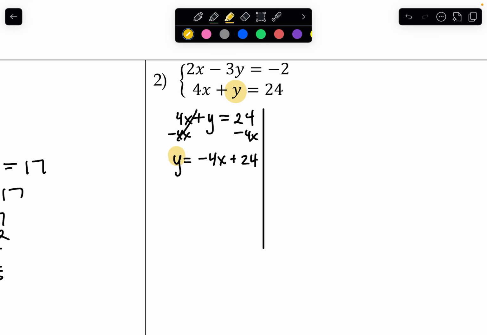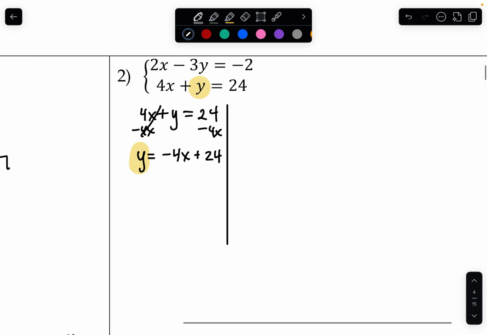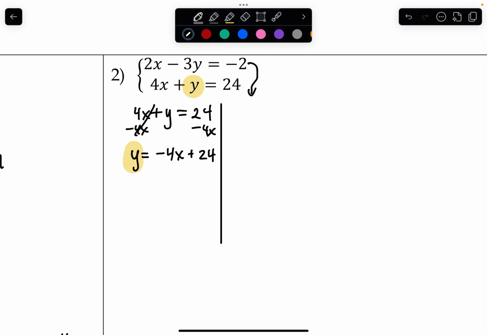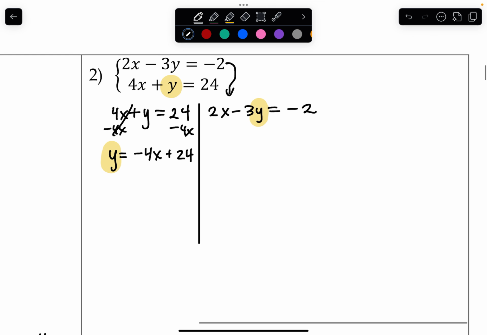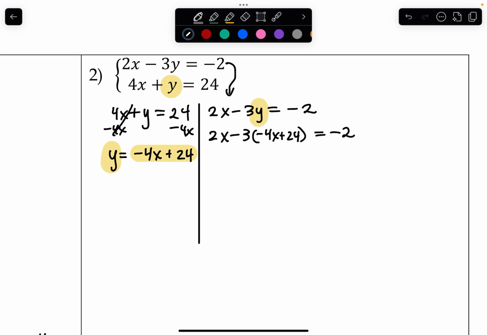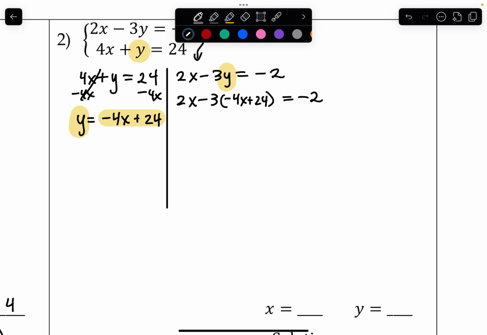Okay, and so now y is already solved for. My other equation that I haven't used yet is going on this left side. Okay, y is the player getting subbed out of the game. And so we're going to take him out of the game. And his sub is negative 4x plus 24. Negative 4x plus 24. Okay, now we're ready to solve our equation.